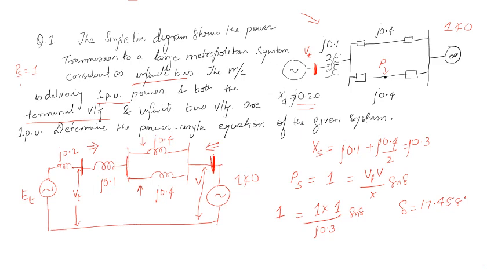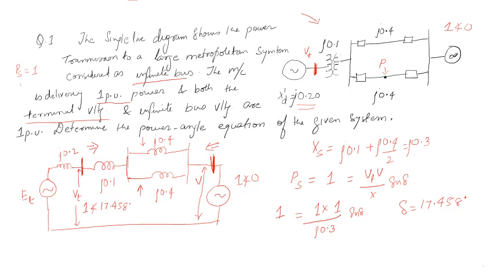This delta is for VT, because the power comes from the higher angle to the lower angle. So I can say that VT is 1 at an angle 17.458. Remember this. That's why delta is positive here, since the power comes from a higher leading angle to a lower lagging angle.